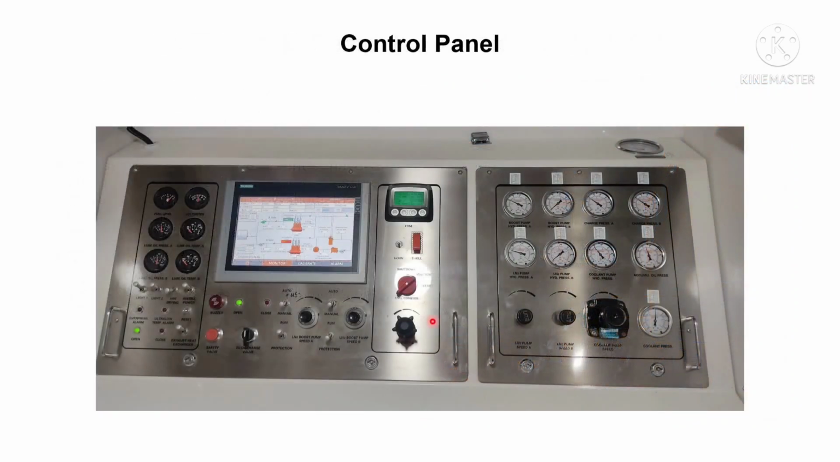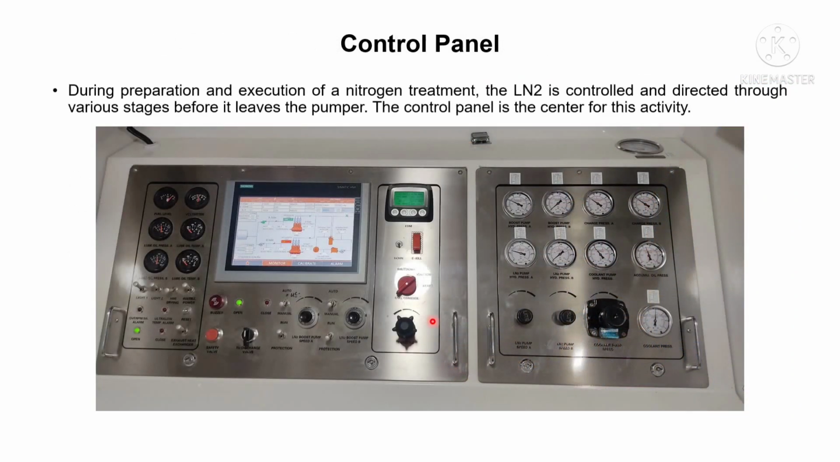So let's move to the next part, that is control panel. During preparation and execution of nitrogen treatment, the LN2 is controlled and directed through various stages before it leaves the pumper. The control panel is the center for this activity. What does it mean? It means that during the operation we have to monitor, observe and control different parameters. For example, we have to adjust the nitrogen rate, the pumping pressure, the engine RPM, the coolant temperature, and other stuff as well. So all these parameters are controlled using this control panel. So it is the control station for the nitrogen unit. We will discuss this control station or control panel separately in our upcoming tutorials.